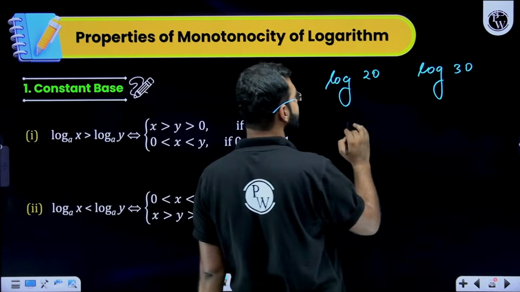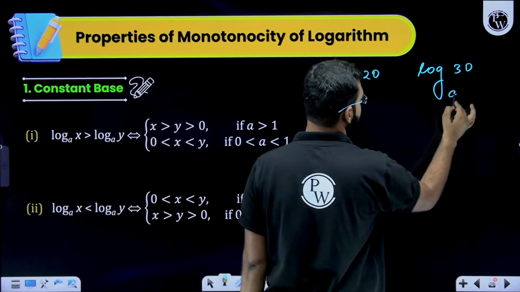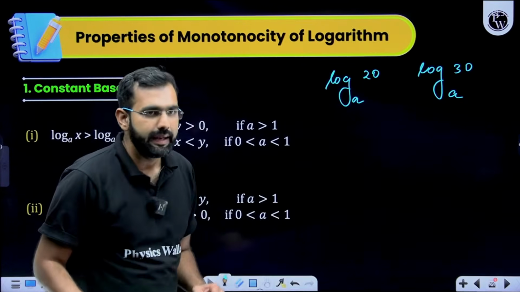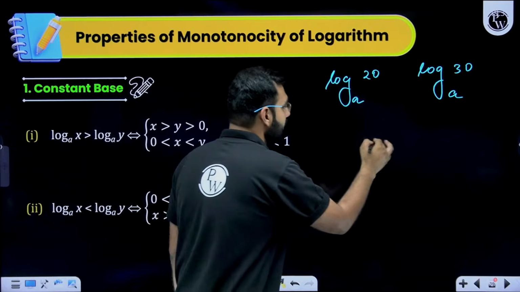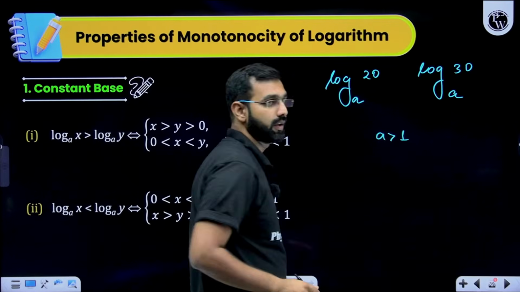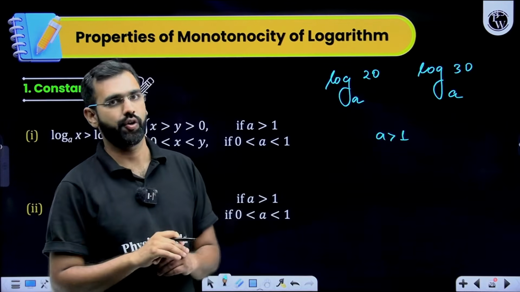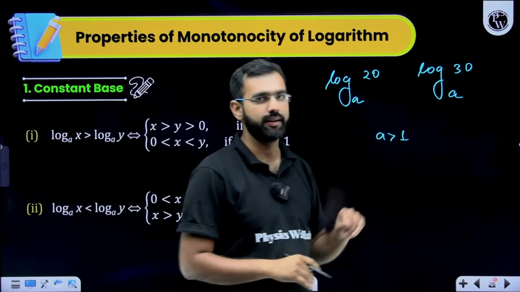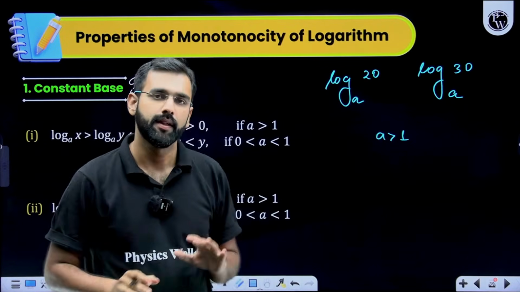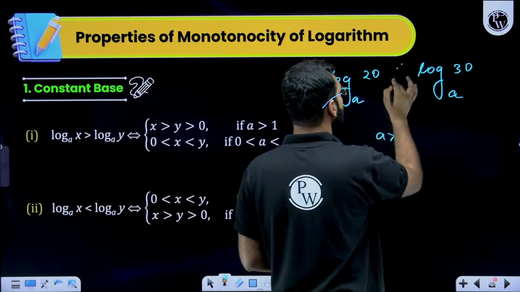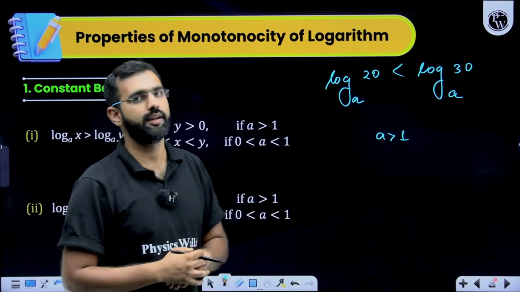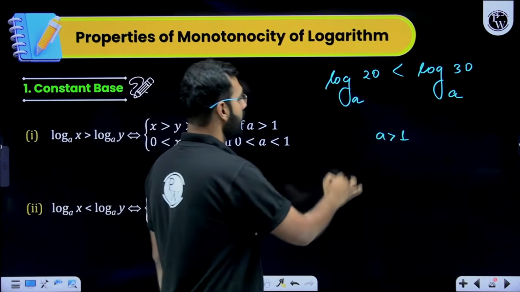If the base is 10, let's say the base is A, and the base is mentioned to be greater than 1. This base plays a very crucial role. Now pay attention to 30 and 20. Which is greater? 30. Then if the base is greater than 1, you can always say that log 30 will be greater than log 20. Are you getting it?